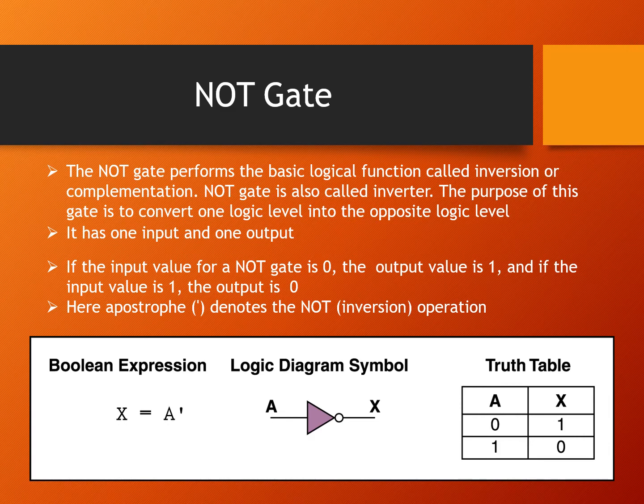Here, apostrophe denotes the NOT operation or inversion operation. The Boolean equation is x equal to a dash. A is the input and x is the output. The logic diagram is given here, and in the truth table, we have one input and one output. The input is a and the output is x. If the input is 0, the output is 1. If the input is 1, the output is 0.